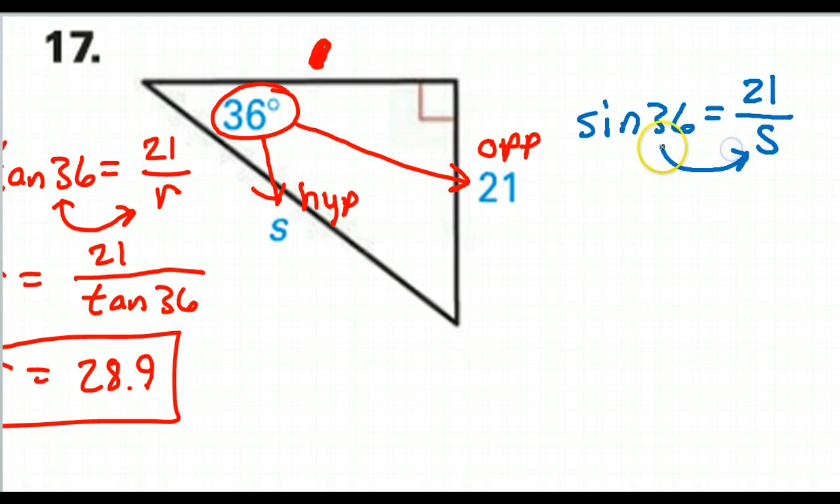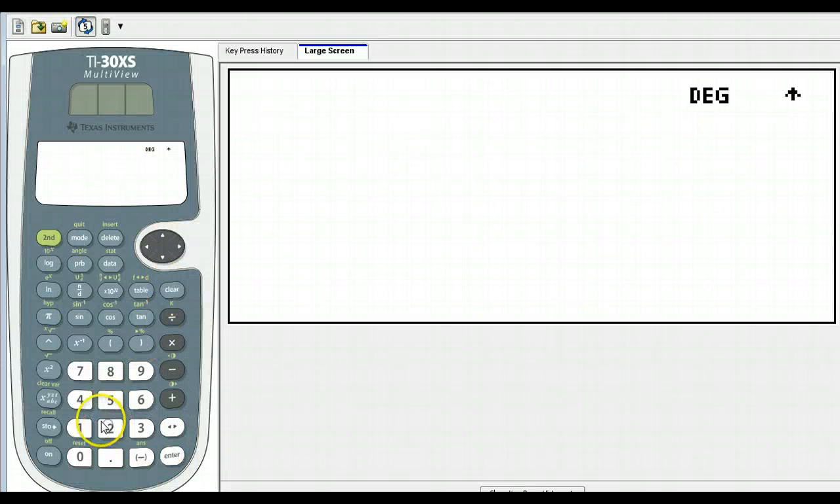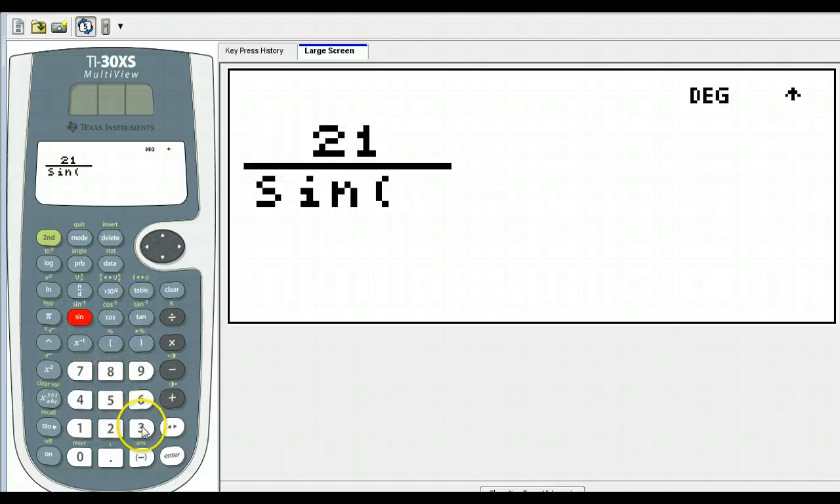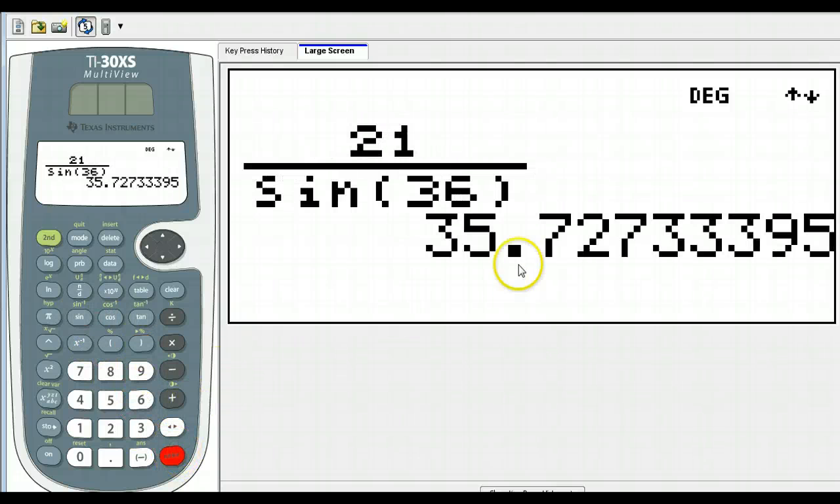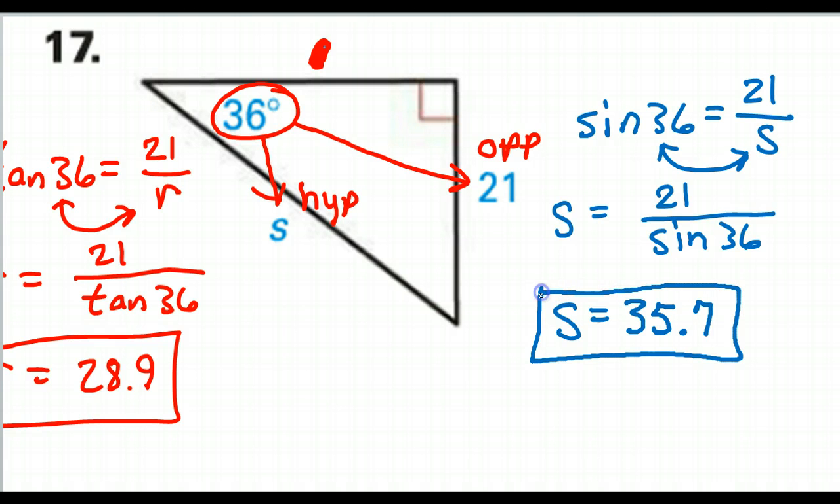The variable is in the denominator, so let's swap these. So that's going to give me S equals 21 over sine 36. I can put that in my calculator, 21 over sine 36. That gives me 35.7. Okay, so that is how you get the two variables for number 17.